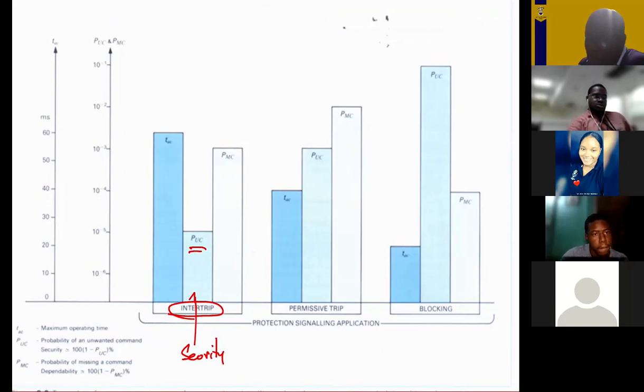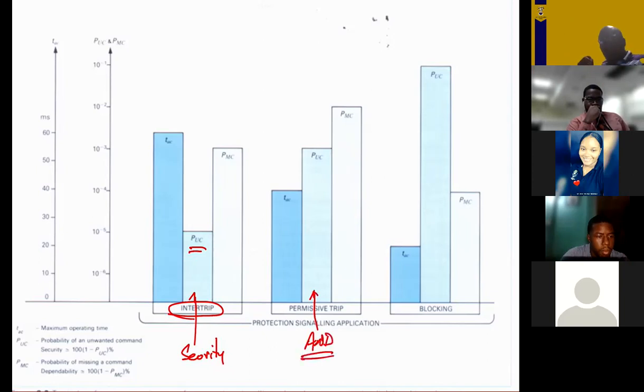Yes, sir. When you come here, receiving an unwanted command, in terms of security, it's not that it is low, but it is lower than that for intertripping. So it is more tolerable. That's what we are saying. Receiving an unwanted command is more tolerable with your permissive trip scheme. And this is true because you have that AND function.